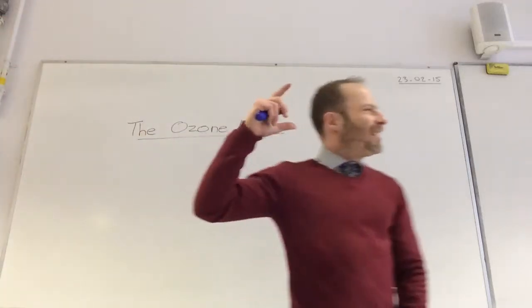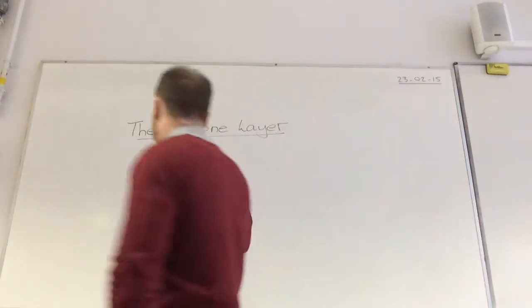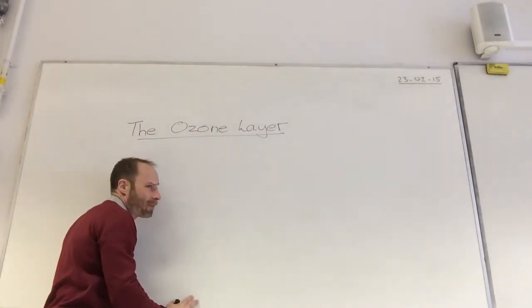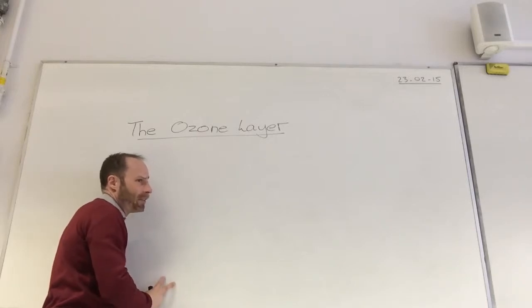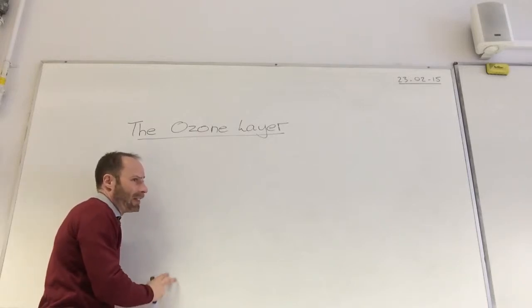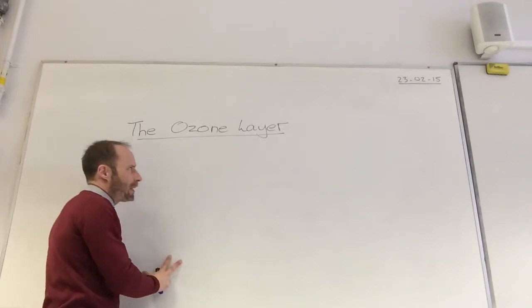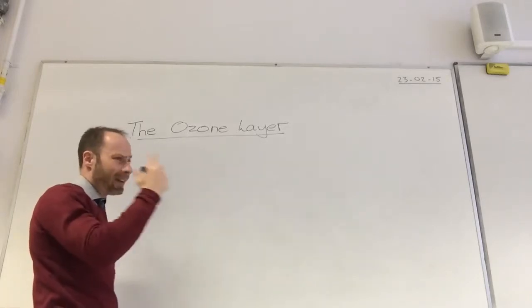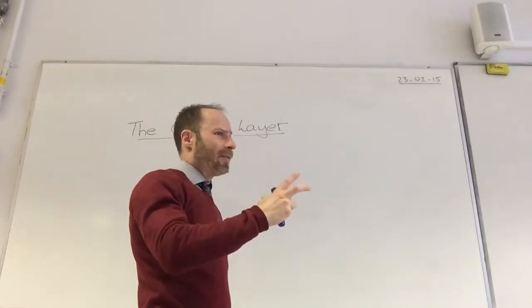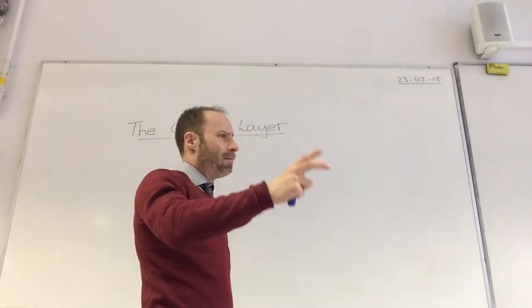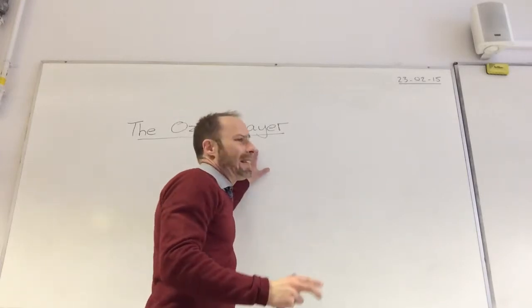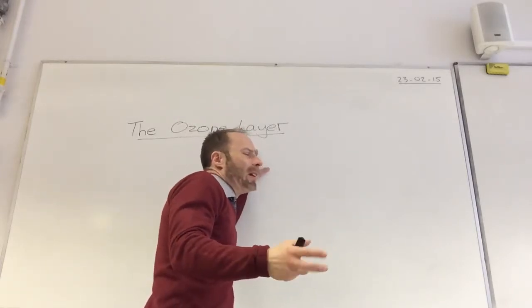So, as we move on to the ozone layer, the key thing is do not get confused with the ozone layer and the greenhouse effect. So, two separate things. The ozone layer is different to global warming and the greenhouse effect. The most common mistake people make is they talk about the two in the same question. So, be very clear in your mind. Greenhouse effect: carbon dioxide, methane, global warming. Ozone layer is something different that you've probably heard about.